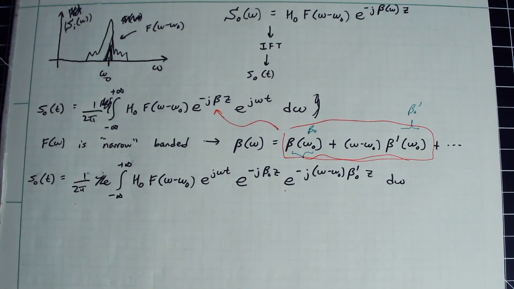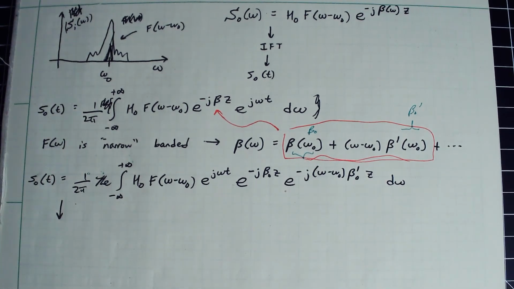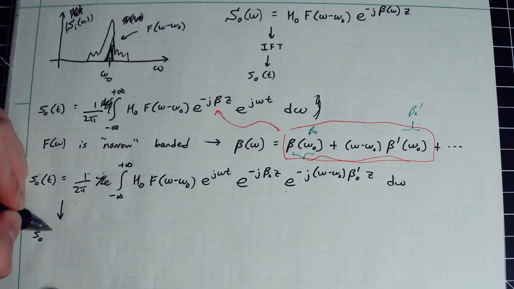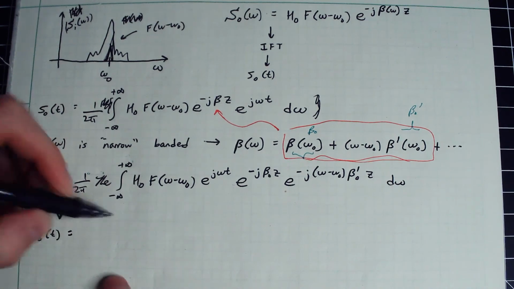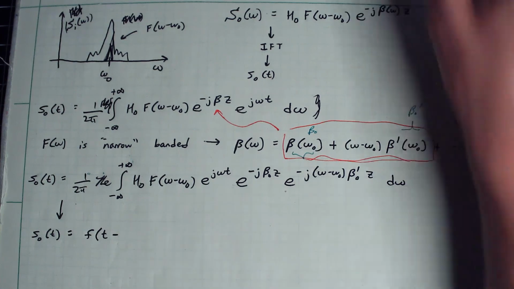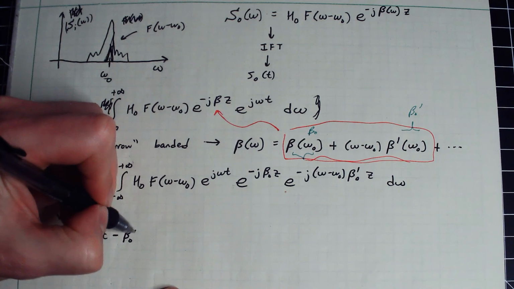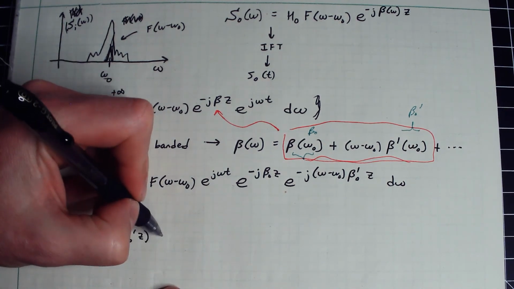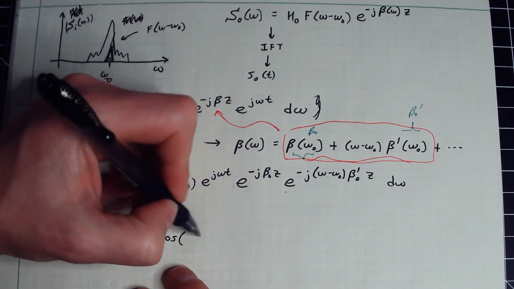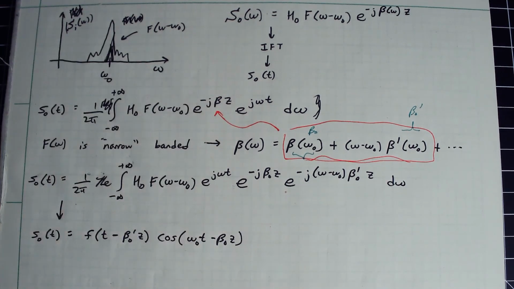But the answer is actually pretty simple. So we're just going to pretend, and not waste too much time on the details. It is nasty, but it has a solution, and it will look like the following. S naught of t is equal to f of t minus beta naught prime z, times cosine of omega naught t minus beta naught z, like that. So I had an input signal.